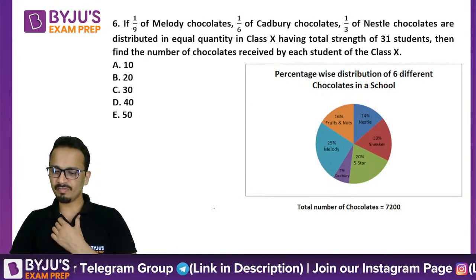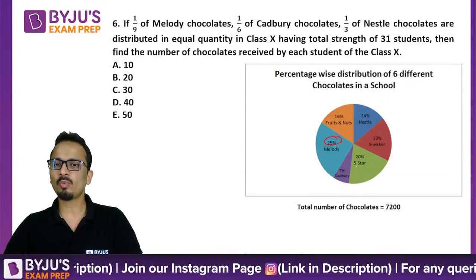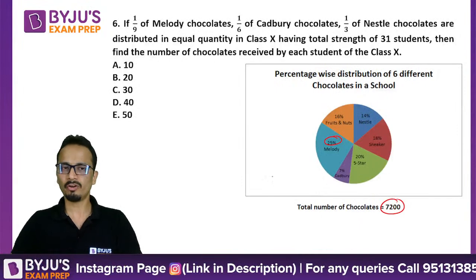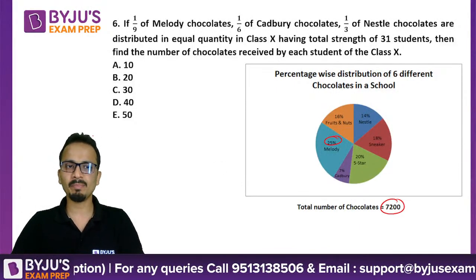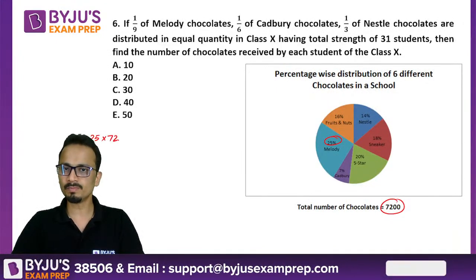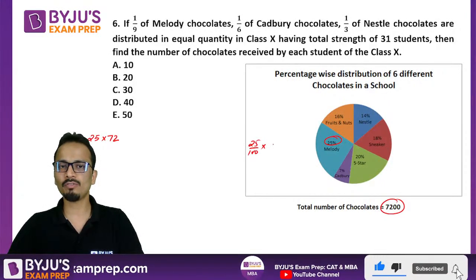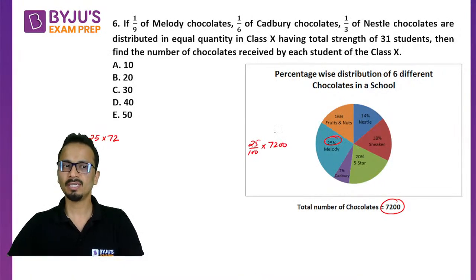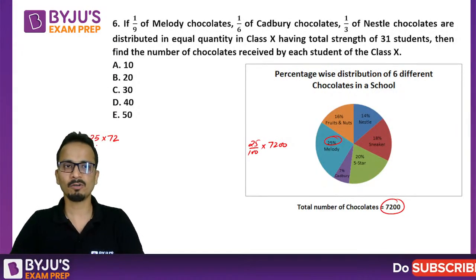Okay, so all of you have given the same answer up till now. All right, now Melody chocolates are 25% of 7200. Now 25% of 7200 can be written as 25 multiplied by 72. I am writing it in a simple way.